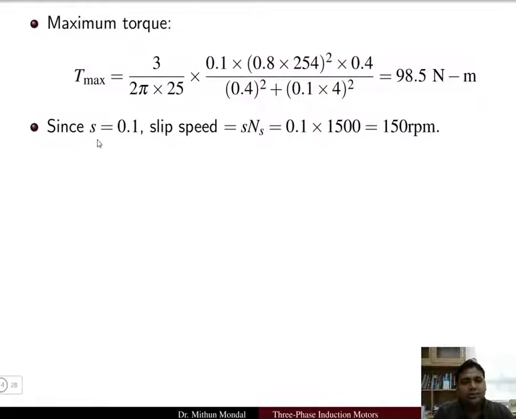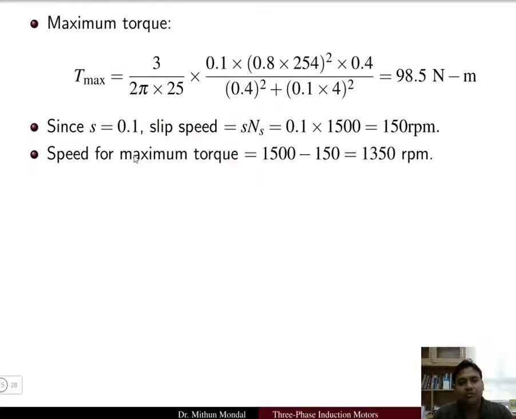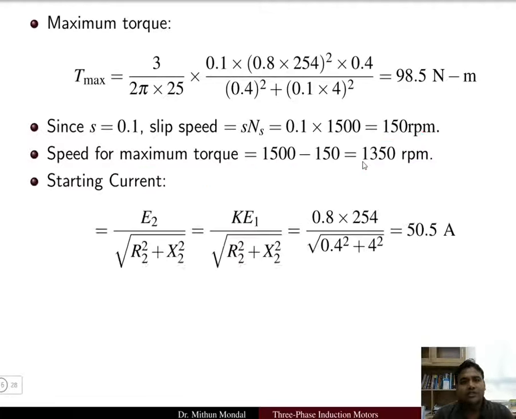Now, since slip is 0.1, the slip speed is basically S into Ns. So 0.1 is the slip into the synchronous speed of the machine. So we get a value 150 RPM as the slip speed, that is the relative speed. So what is the speed for the maximum torque? We need to find the value of Nr. It is equal to Ns, that is 1500 RPM, minus the slip speed, which is 150 RPM. So we get 1350 RPM as the speed when the machine is giving the maximum torque.